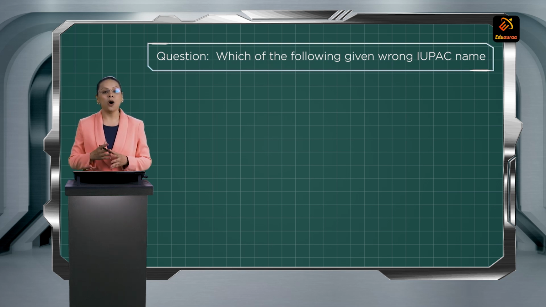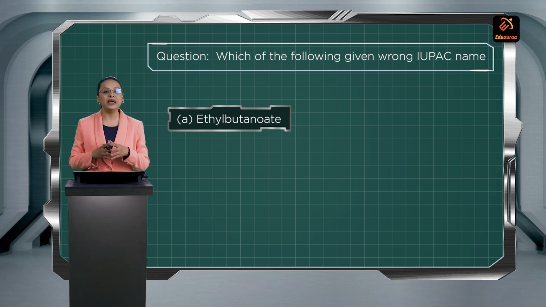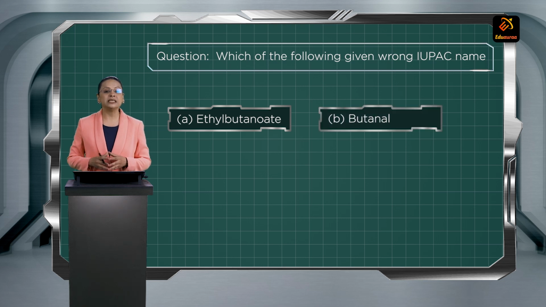Our options are: option A, in which we have CH3, CH2, CH2, COO, CH2, CH3, and the name that they have given is ethyl butanoate. Option B, which says CH3, CH2, CH2, CHO, and the name that they have given is butanal.